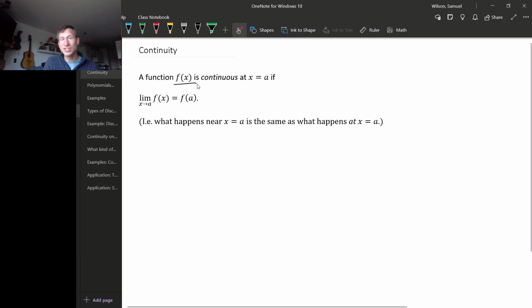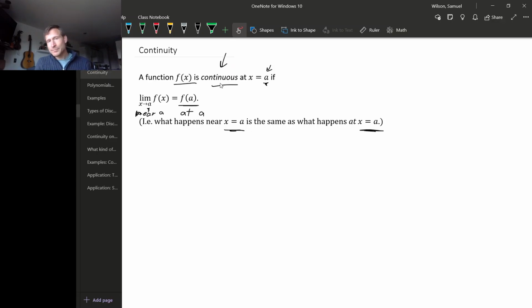So we say that a function is continuous at some x value a if the limit at that x value is the same thing as the value of the function at that x value. That's just a long way of saying that what happens near a is the same as what happens at a. The value of the function at a, that's what happens at a, and then the limit is what happens near a. So saying that a function is continuous at a just means what happens near a is the same as what happens at a.